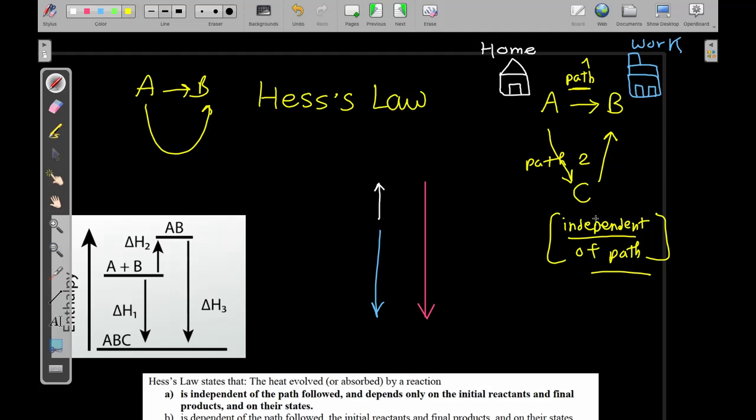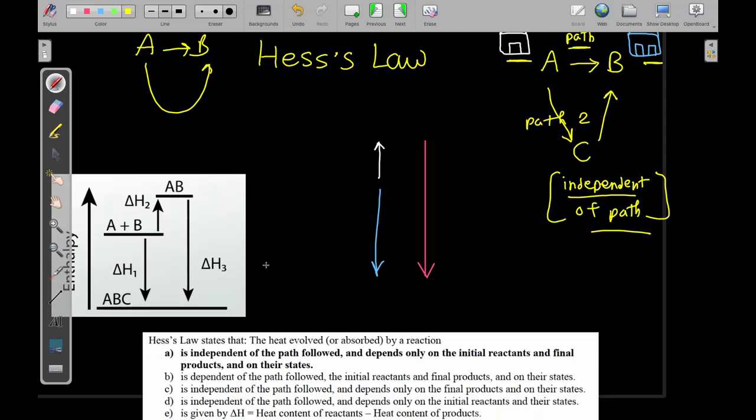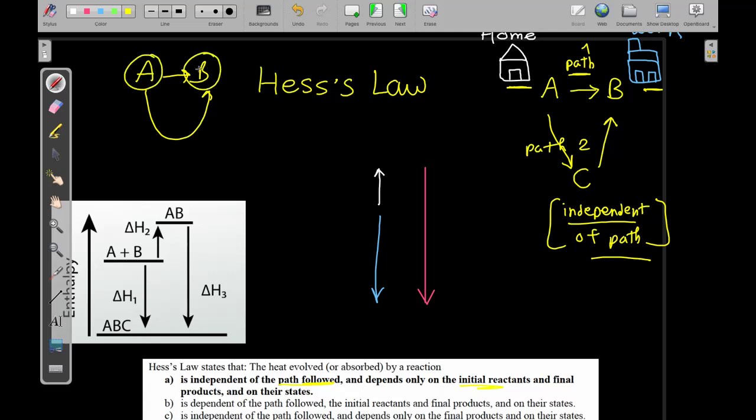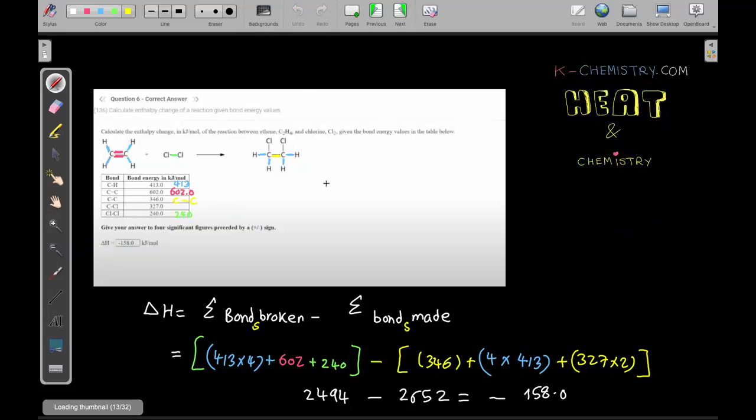It's independent of your path, but it depends on the reactants and products: where did you start and where did you end? It depends only on the initial reactants and the products and their state. So if you started with a gas here, then the other reactions that you use must also have a gas here. If you ended with a gas, then the reaction also has to end with a gas. So Hess's law states that the heat evolved or heat absorbed in a chemical reaction does not depend on the path. It depends only on the initial reactants, the final products, and their physical states.